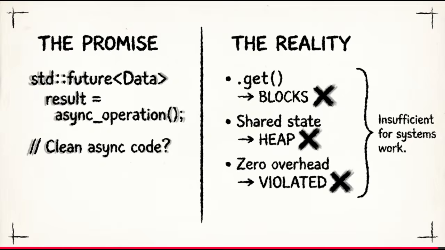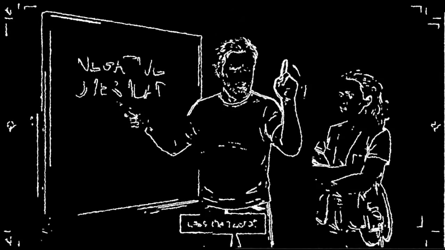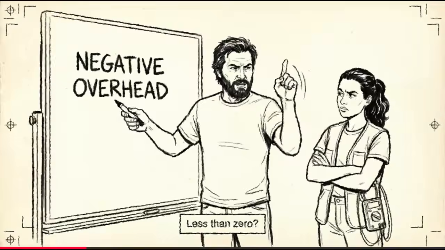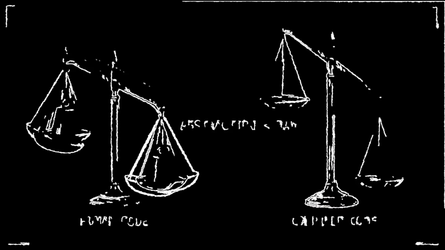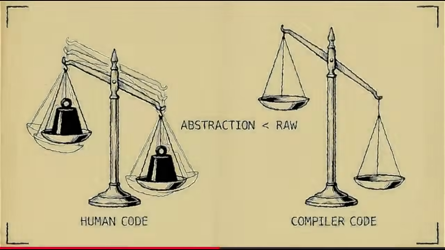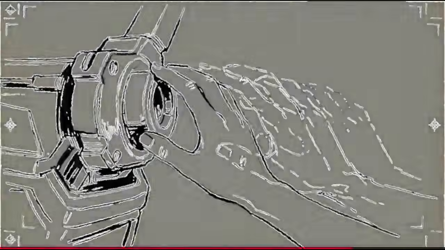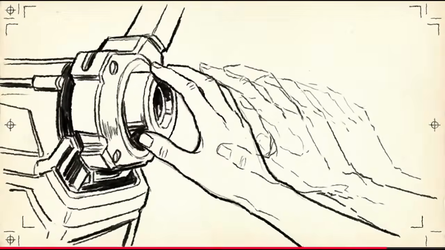Which brings us to the Holy Grail. The committee wanted something that looked like synchronous code, easy to read, top to bottom, but compiled down to something incredibly efficient. They were aiming for what they called negative overhead. Wait, negative overhead? That sounds like marketing fluff. I mean, how can you have less than zero overhead? It's a provocative term, I know, but the logic holds up. The idea is that the abstraction should let the compiler see through the code and optimize it better than a human could writing a state machine by hand.